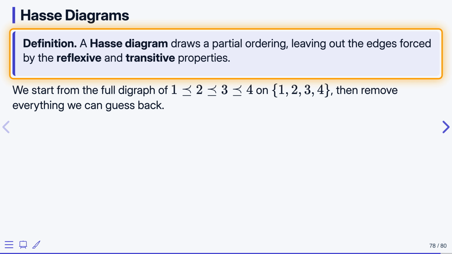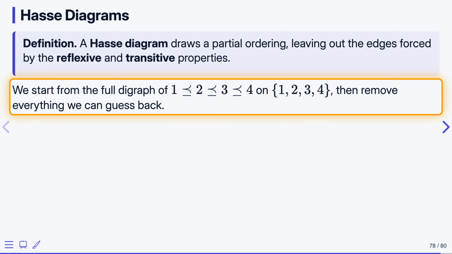A Hasse diagram is a clean picture of a partial ordering. The idea is to hide the edges we can work out anyway. We hide the loops because the reflexive rule says every vertex has one, and we hide the edges forced by the transitive rule, the long jumps. We will build one now. The order is the chain on the numbers 1, 2, 3, 4, where 1 comes before 2, 2 comes before 3, and 3 comes before 4. We start from the full picture with every loop and every order edge drawn. Then we take things away, step by step.